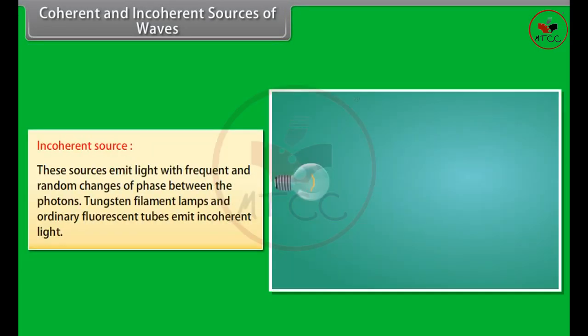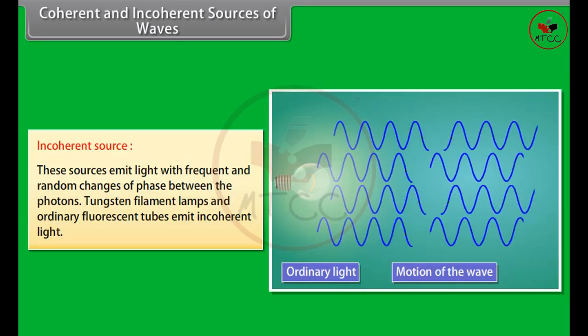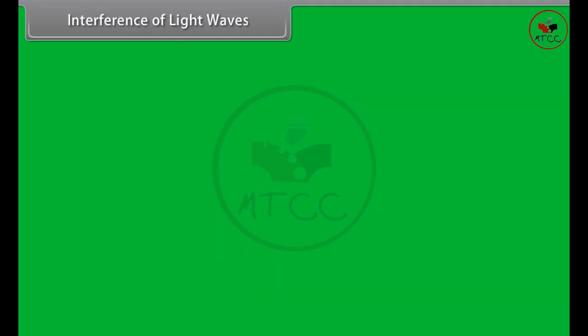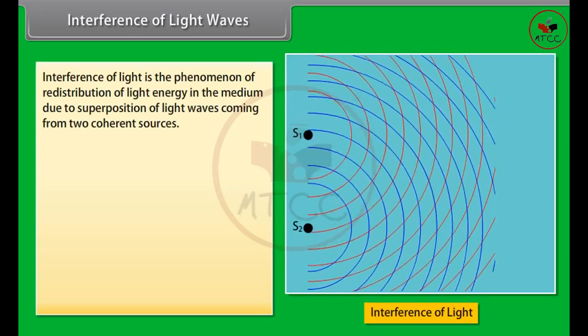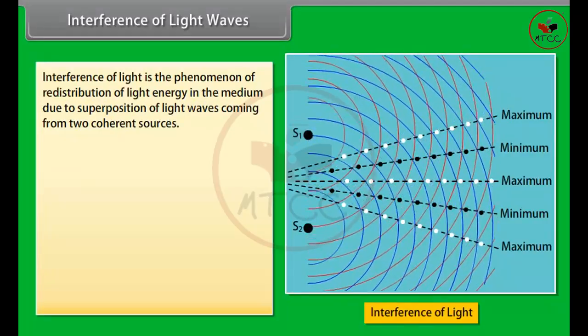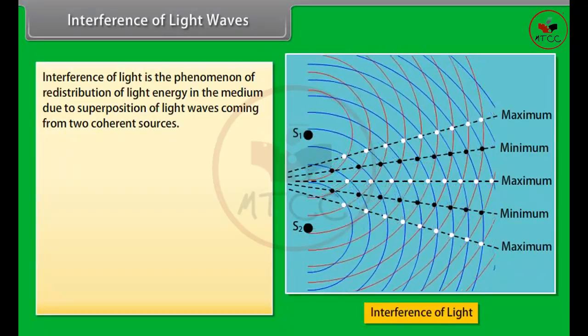Incoherent sources emit light with frequent and random changes of phase between the photons. Tungsten filament lamps and ordinary fluorescent tubes emit incoherent light. Interference of light waves. Interference of light is the phenomenon of redistribution of light energy in the medium due to superimposition of light waves coming from two coherent sources.